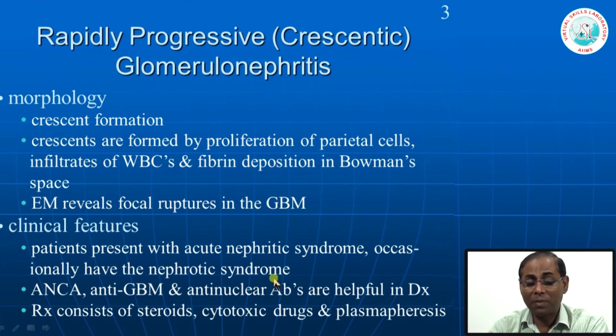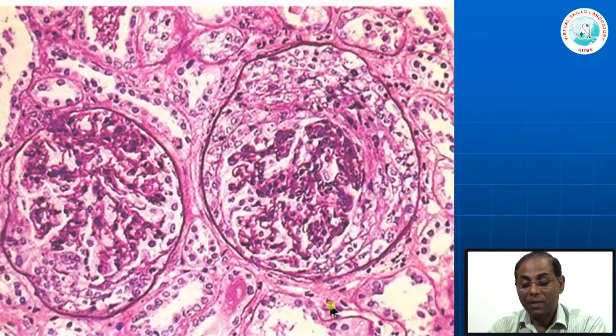Clinical feature: patients present with acute nephritic syndrome, occasionally nephrotic syndrome, but mostly it is an oliguric phase and acute nephritic syndrome. And if it is there, you have to investigate for ANCA, anti-GBM, and anti-nuclear antibody, and that is why I exclude the secondary type of these crescentic glomerulonephritis. And treatment, obviously, immunosuppression and plasmapheresis, particularly for the type 1 disease.